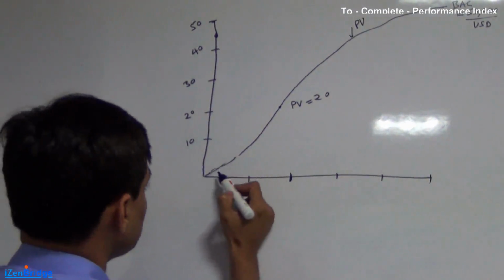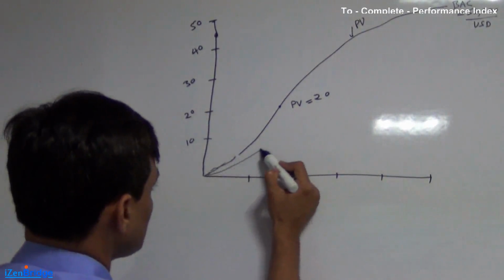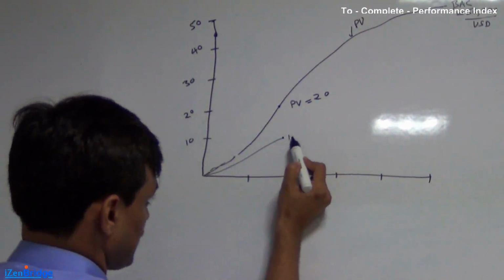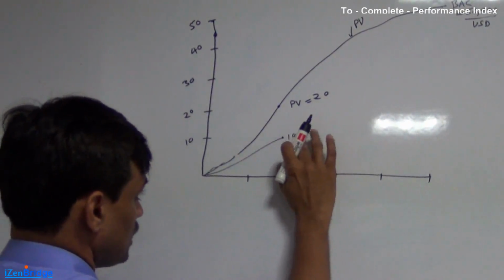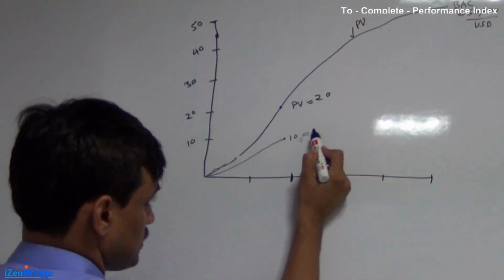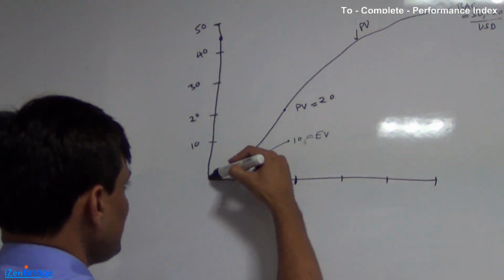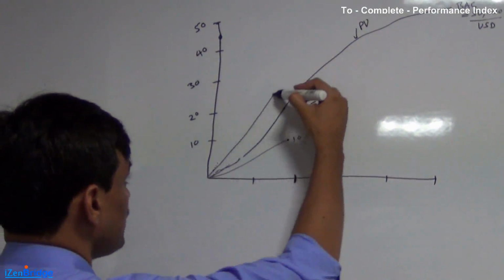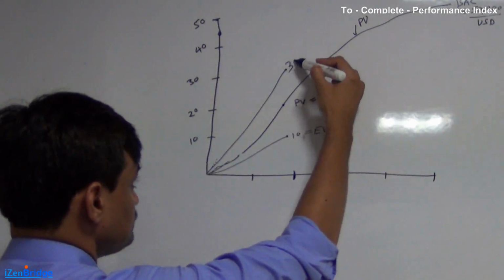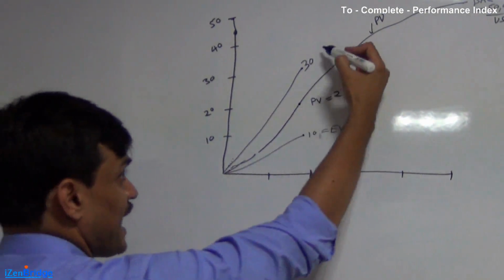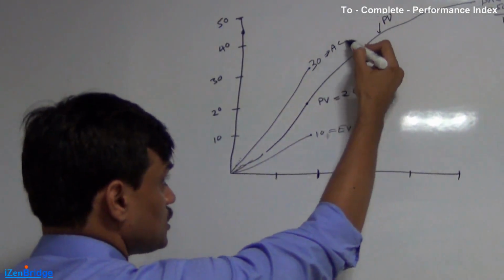But in reality, we have only done work of say $10,000. So my earned value is 10. I'm just using 10, 20 as numbers. And I have spent more money. So I have spent 30. So my actual cost is 30.